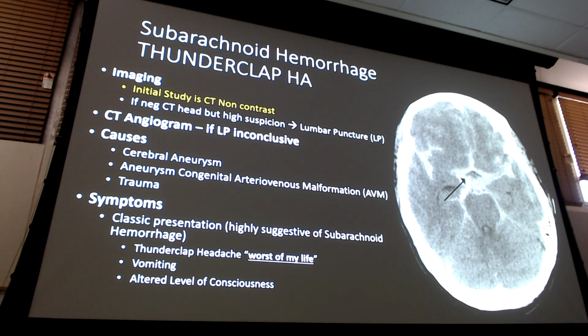CT non-con, just like all the other ones. Here's the catch with this one. If you have a high suspicion for a subarachnoid hemorrhage and you get the CT and it's negative, and based off of what you'll learn more in neuro by the time you're out there in clinic, you still think it's a subarachnoid hemorrhage, you're not trusting the CT. You're going to do a lumbar puncture. Because if it's a subarachnoid hemorrhage, there will be blood in the cerebrospinal fluid, and that is how you'll find it.